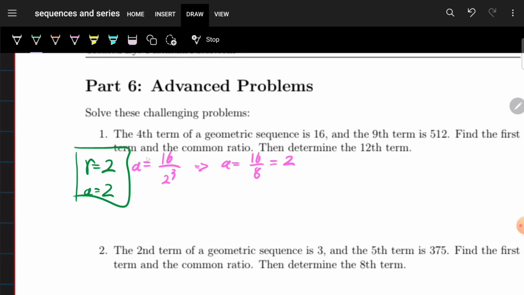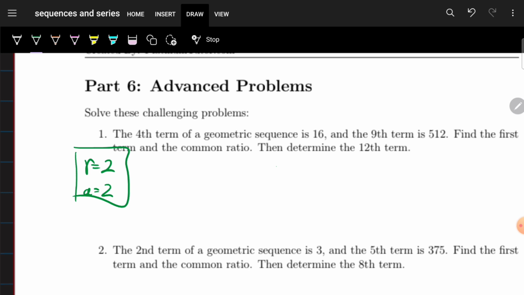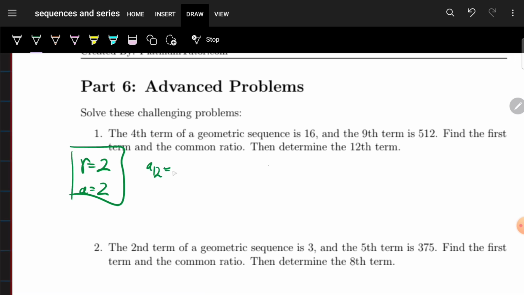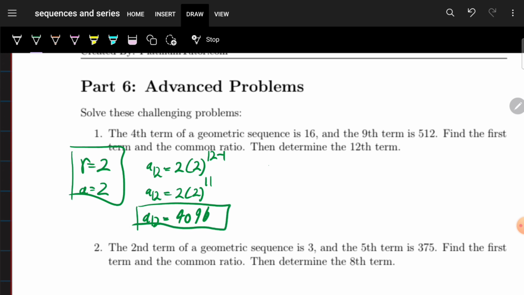Okay, now it's asking us to calculate the 12th term, and we know how to do this, right? The nth term formula. So A12 is equal to the first term, 2, times the common ratio of 2 to the power of 12 minus 1. So A12 is equal to 2 times 2 to the 11. And let's see what this comes out to. 2 to the power of 11 times 2, that's going to be 4096. So that's the 12th term.